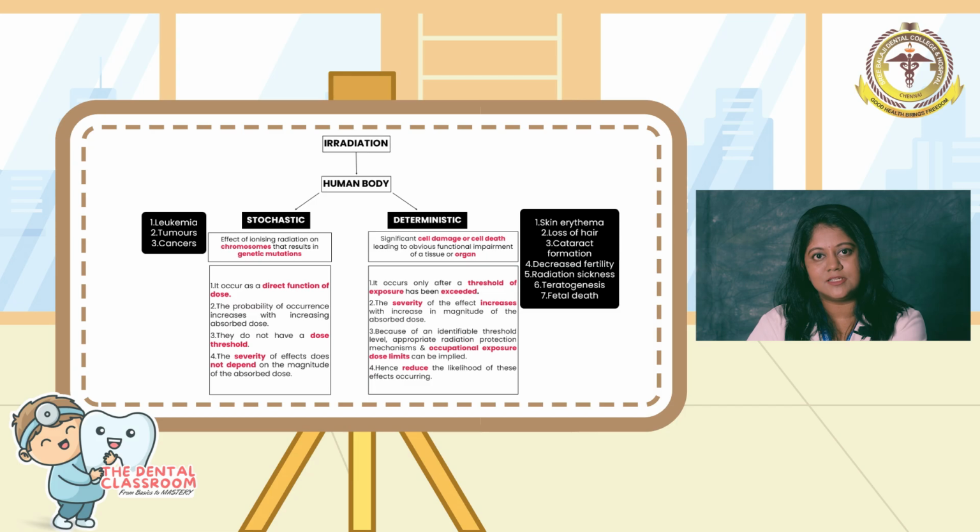So what happens in deterministic effect? It has a particular dosage threshold and the deterministic effect occurs only when it is exceeded. The severity of the effect is dependent on the magnitude of the dose that is absorbed. Because of an identifiable threshold dosage level, appropriate radiation protective measures can be employed and occupational exposure dose limits can be set. Hence, we can reduce the likelihood of these effects occurring.